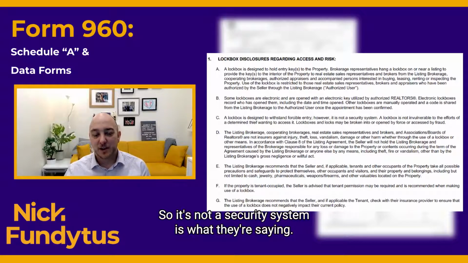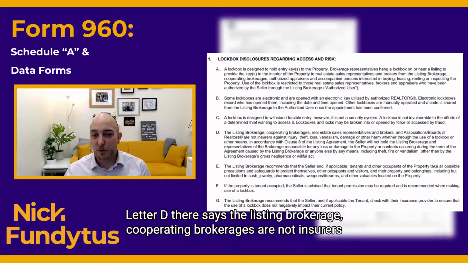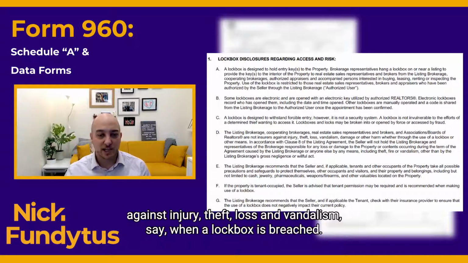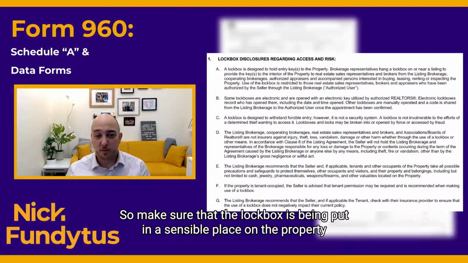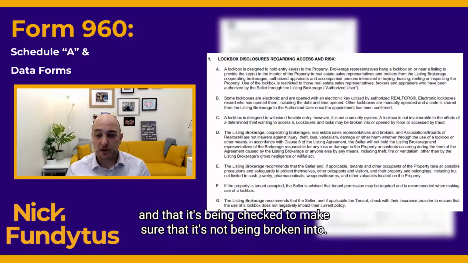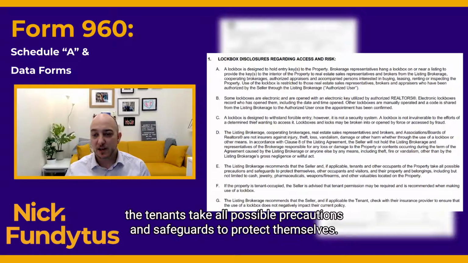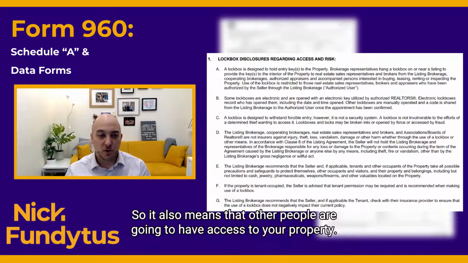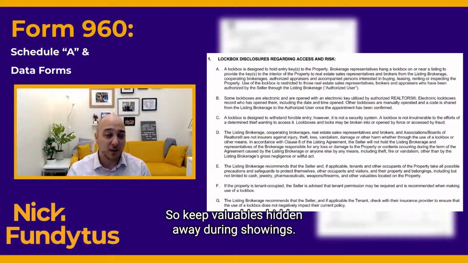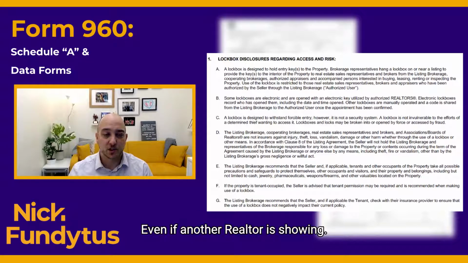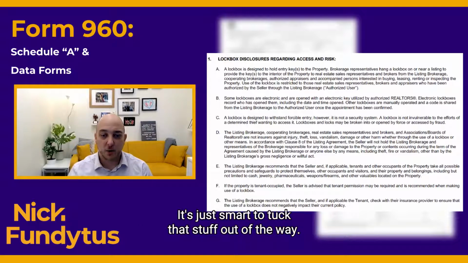And letter D there says the listing brokerage and cooperating brokerages are not insurers against injury, theft, loss, and vandalism, say when a lockbox is breached. So make sure that the lockbox is being put in a sensible place on the property and that it's being checked to make sure that it's not being broken into. E says the listing brokerage recommends that the sellers and, if applicable, the tenants take all possible precautions and safeguards to protect themselves. So it also means that other people are going to have access to your property. So keep valuables hidden away during showings. Even if another realtor is showing, it's just smart to tuck that stuff out of the way.